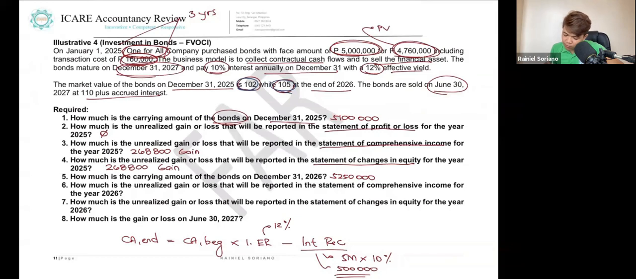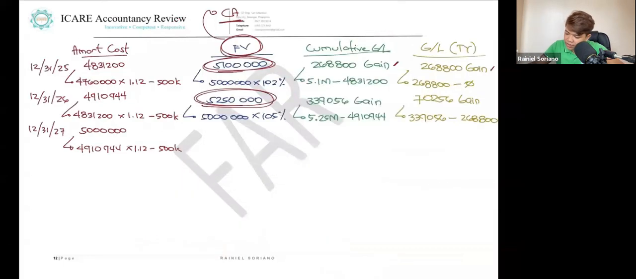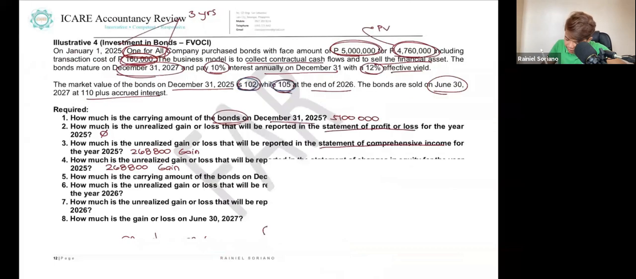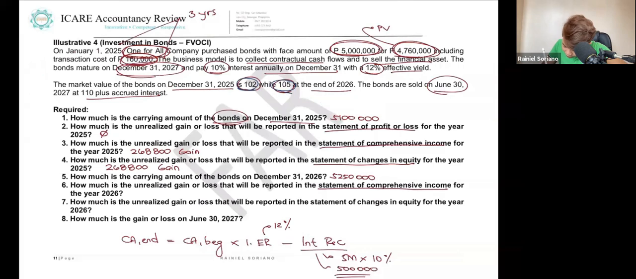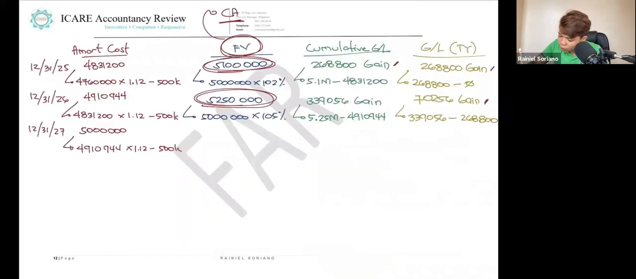Number 6, how much is the unrealized gain or loss that will be reported in the statement of comprehensive income, so current year lang for the year 2026. Current year lang, ibig sabihin 70,256 gain. Okay? Then number 7, how much is the unrealized gain or loss that will be reported in the statement of changes in equity? Cumulative ulit, no? For the year 2026. Magkano cumulative? That's 339,056 gain.